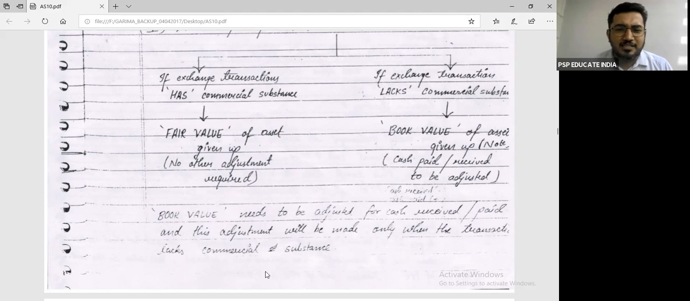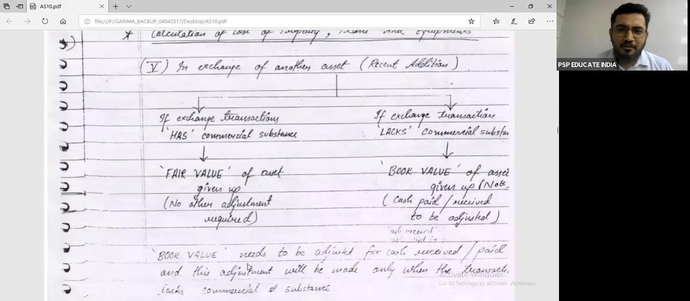But as of now, you have to conceptually understand one thing: whenever you obtain property, plant and equipment in exchange of another asset, it will be given in the question whether the transaction has commercial substance or lacks commercial substance. You do not have to find it out; they will have given it in the question. If the transaction has commercial substance, you will always take the fair value of the asset given up. No other adjustment is required. However, if the transaction lacks commercial substance, you will take the book value of the asset given up. Cash paid or received needs to be adjusted in this case.